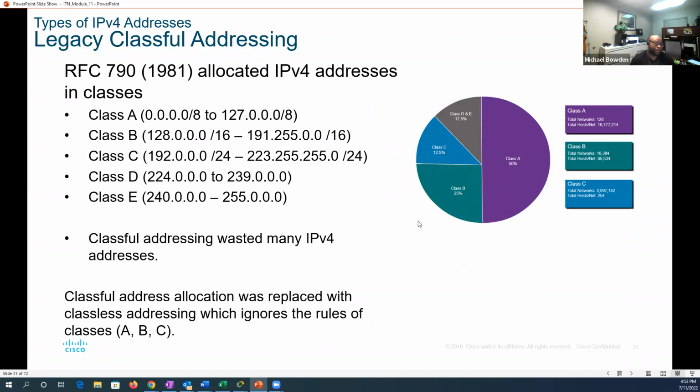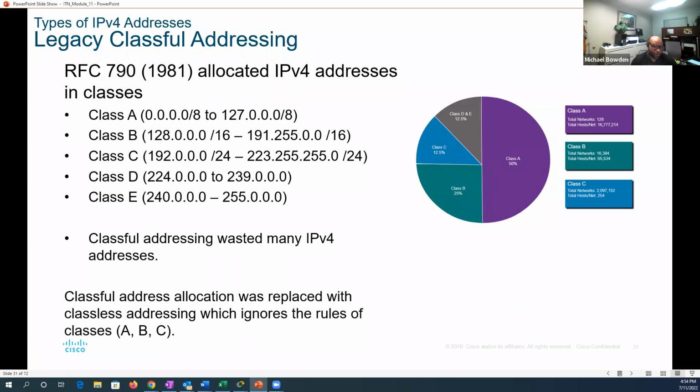Then we go into the legacy classful addressing. This is where you get your class A through E. Class A shows our address range. Your class B is a /16, class C is a /24, and you see your address range here. And also you have your class D and class E. It also shows that with classful addressing, a lot of our IPv4 addresses were wasted, and that it was replaced with classless addressing, which ignores those rules of A, B, and C.